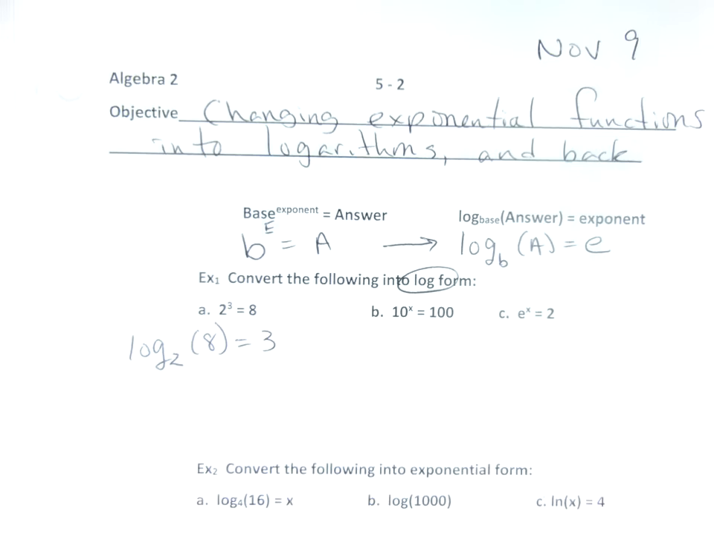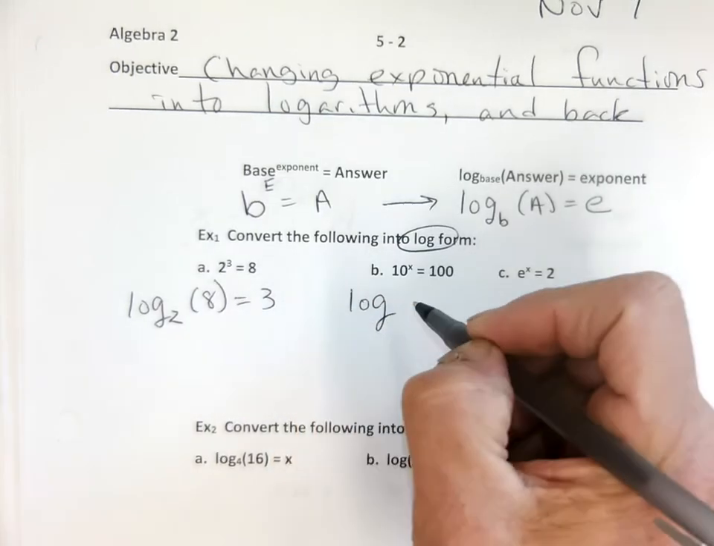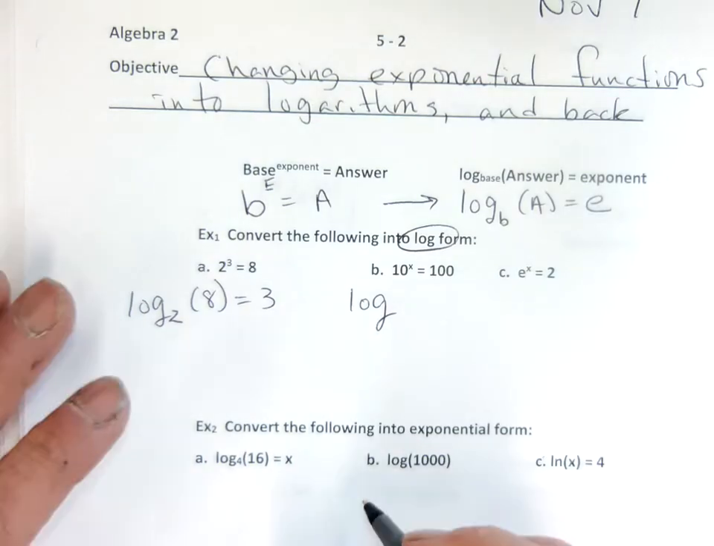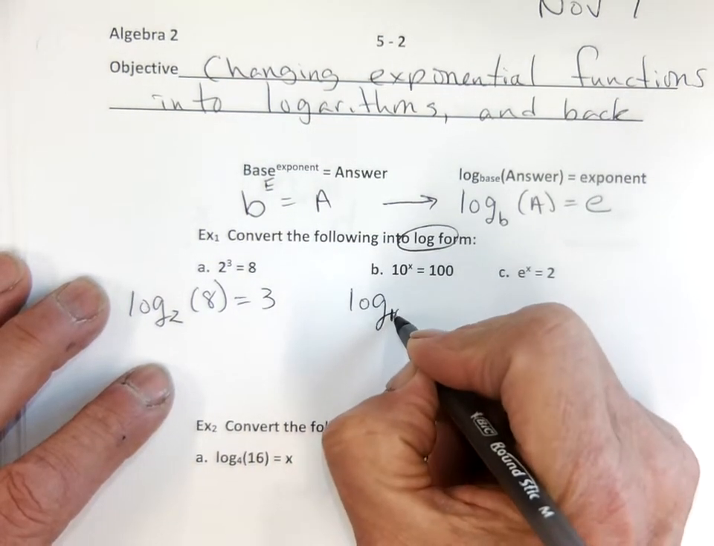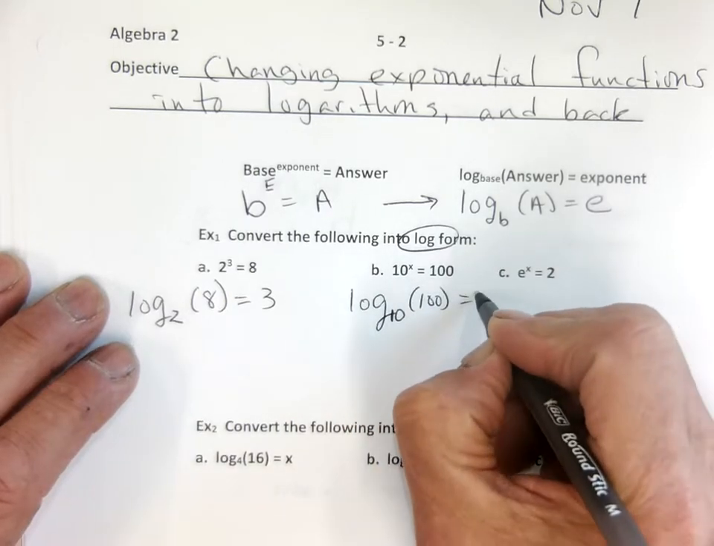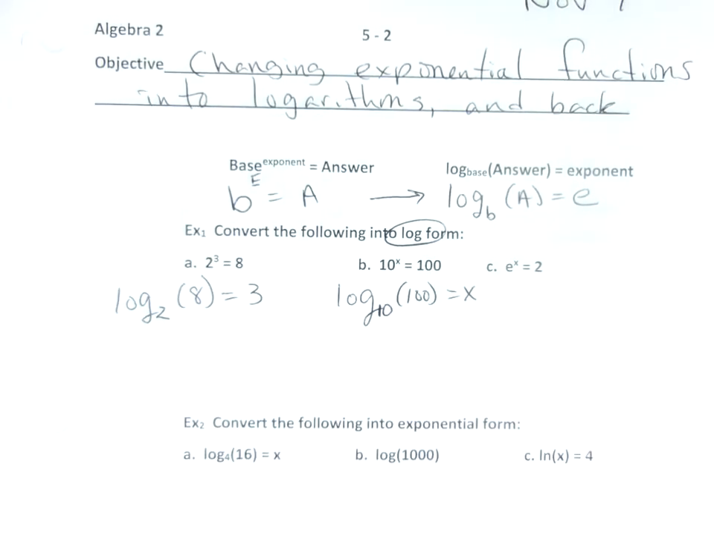I did that. Okay, so you guys try B. See if you can write B. It's log. Awesome. Okay, log base 10 of 100 equals x. Did you get it? Thumbs up if you got that one.